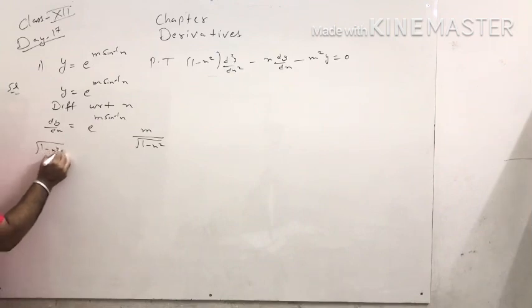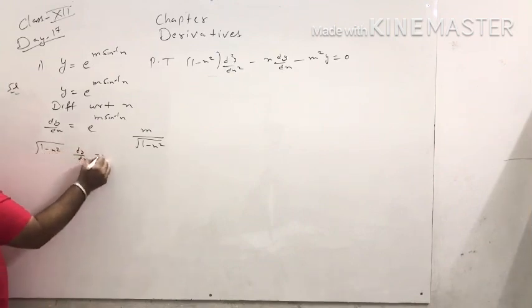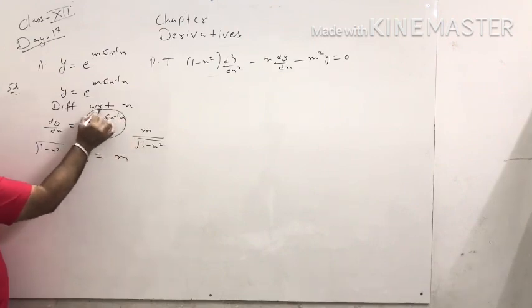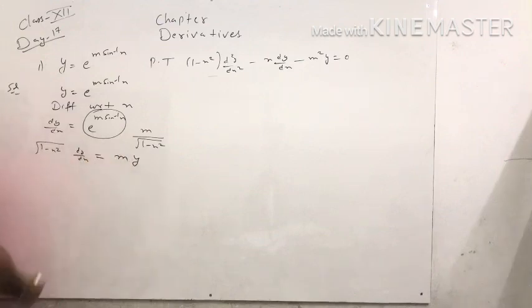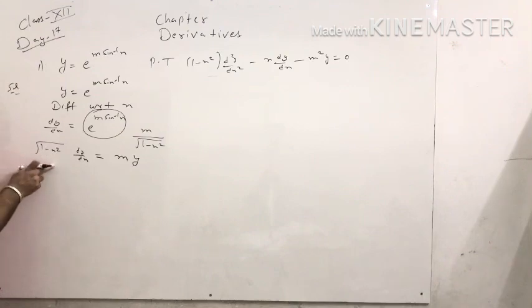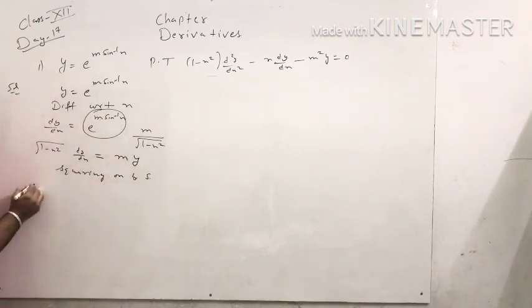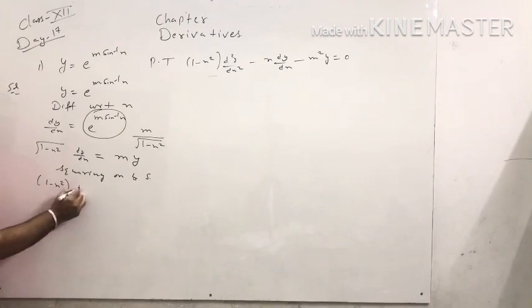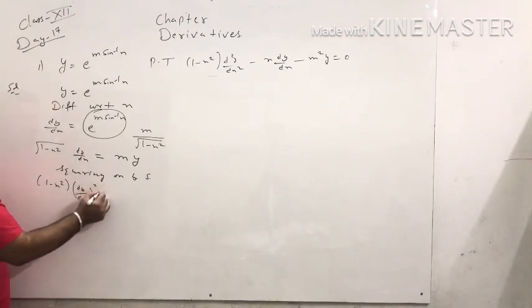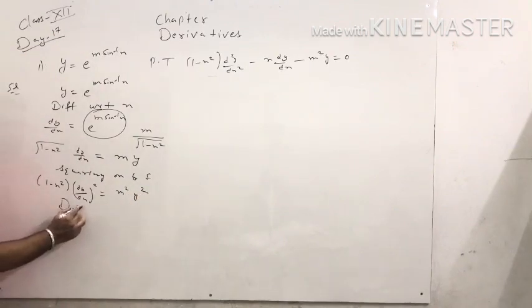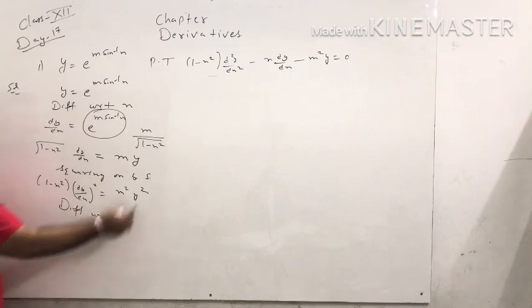So root 1 minus x square dy by dx equals m, but this is the value of y, so put the value y instead of e raised to power m sin inverse x. Now to eliminate this root, squaring on both sides, so this becomes 1 minus x square into dy upon dx whole square equals m square y square. Again differentiate with respect to x.